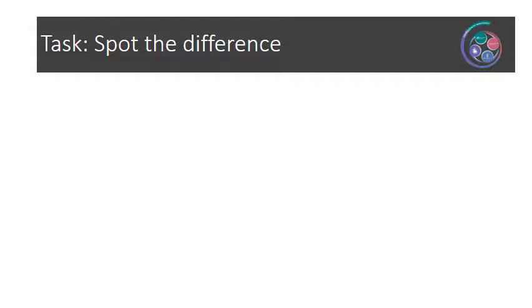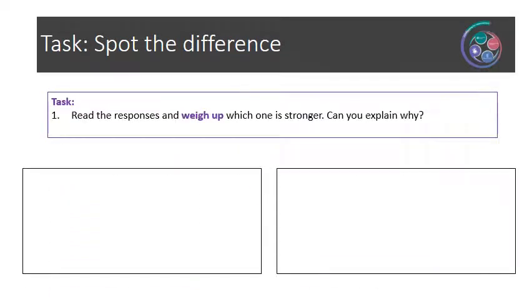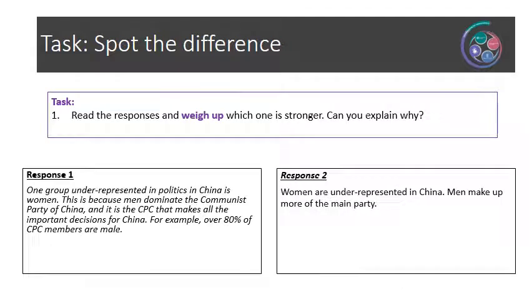Like what we did in the describe section, we're also going to do another task, spot the difference. So your task is to read the 2 responses on the screen, and once more to evaluate and weigh up which one is stronger. And again, can you explain why that's the case? And then I wish for you to think about how could we make the other response a little bit stronger. You may wish to pause this clip at this point and have a go at completing that task yourself.